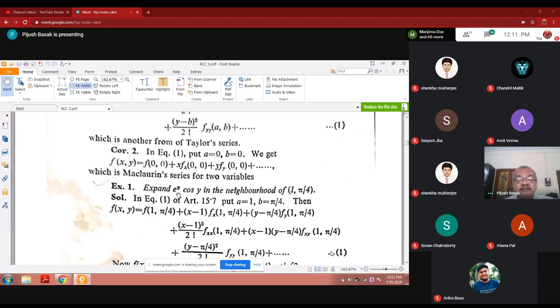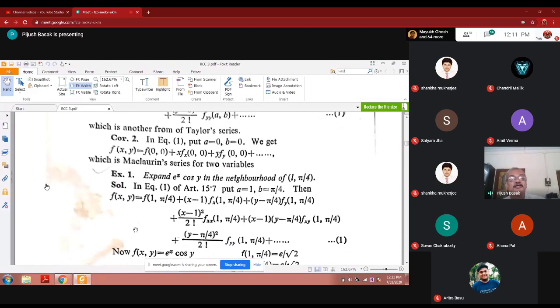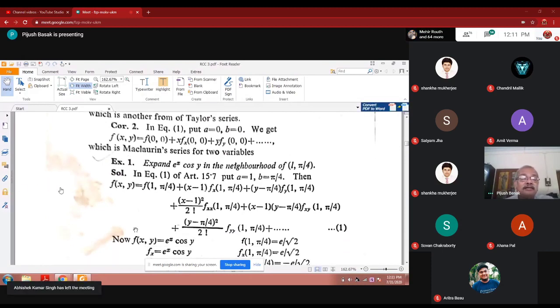Now, this is the theoretical part which is required. There are other theories also there. I am not discussing them because I have to cover your syllabus.